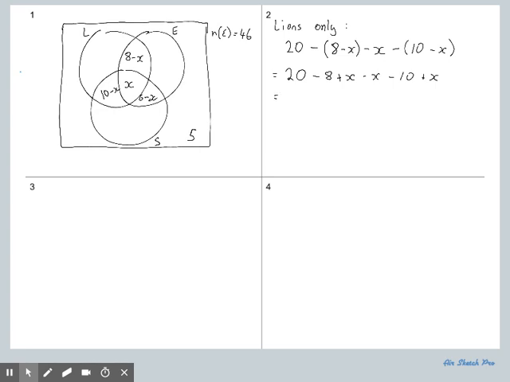Now, what I do when I have an expression which is a bit long is I then go along and put ticks above the numbers that I'm going to collect together. So we're collecting like terms. 20 take away 8 is 12. Take away 10 is 2. So I'm left with 2. And then I've got x minus x is 0. 0 plus x is x. So I've got 2 plus x. So that gives me my expression that I can write in here. That's all right, I think.